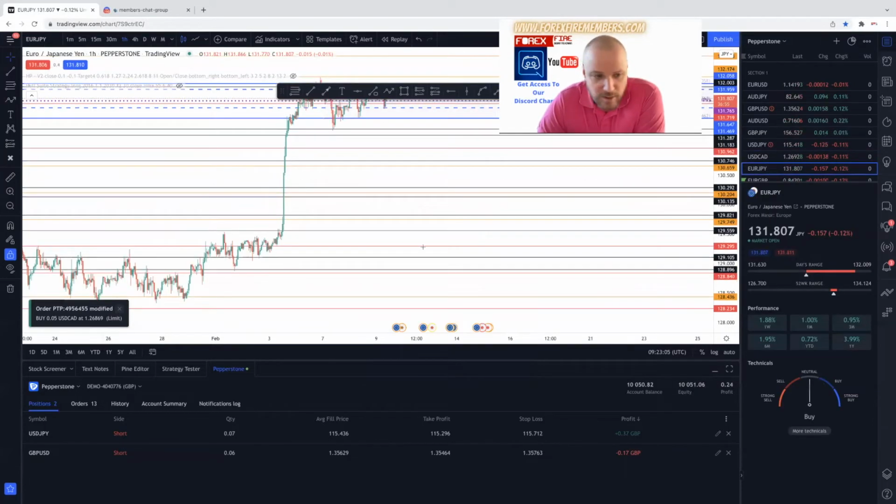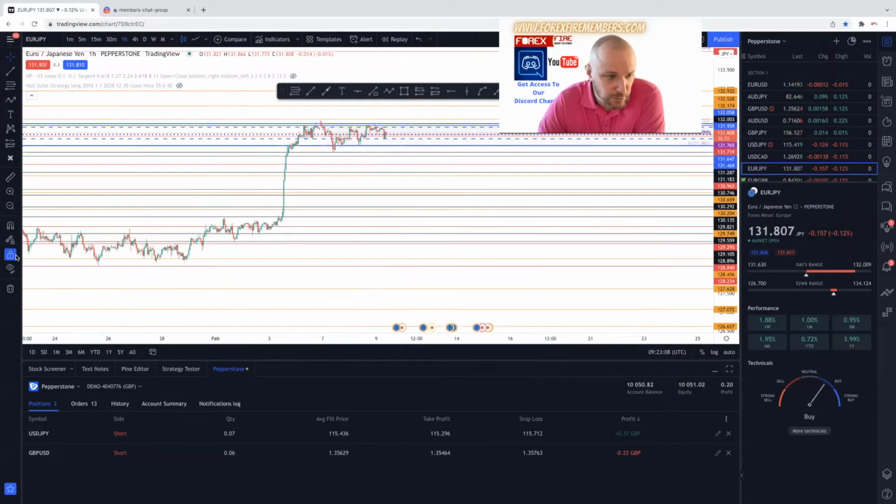And finally, the Euro JPY. Again, blue, make sure we've got the target there. Let's go up to the daily.